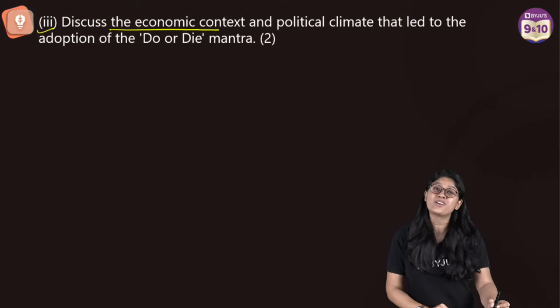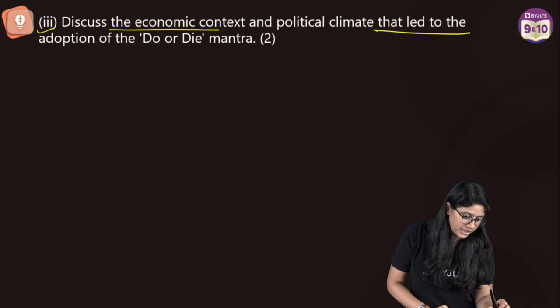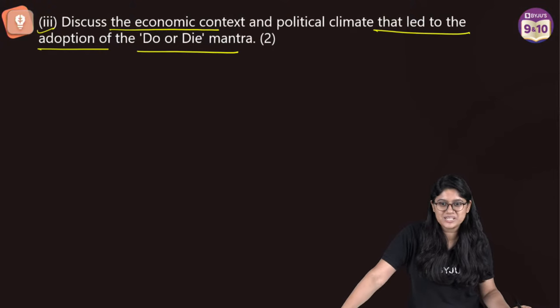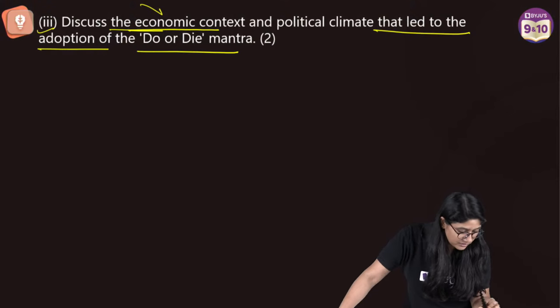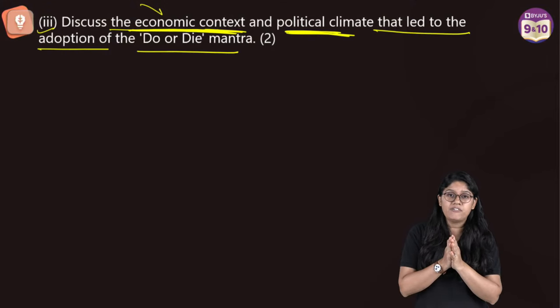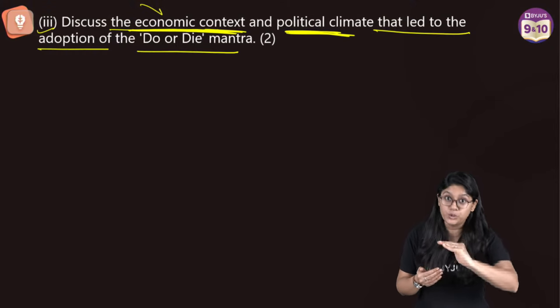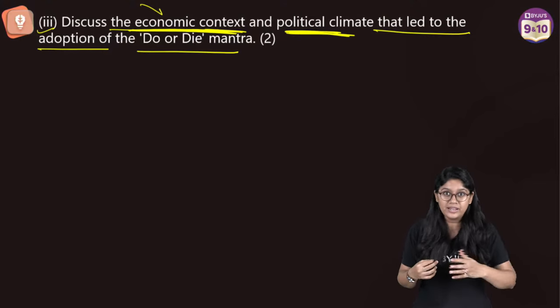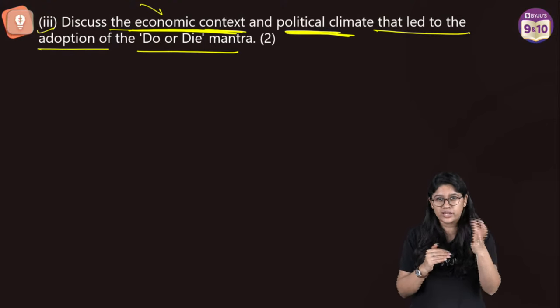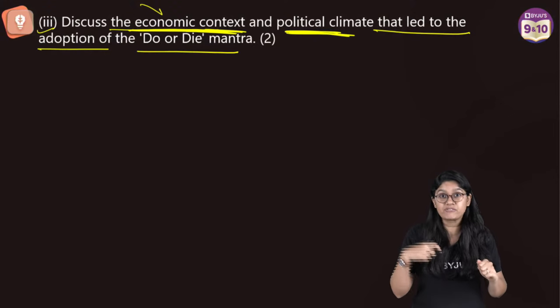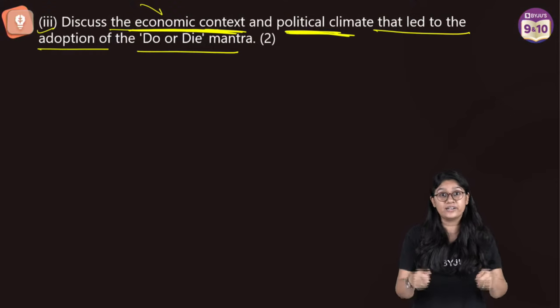Discuss the economic context and the political climate that led to the adoption of the do and die mantra. 2 marks question, everyone. 2 marks, easy peasy question. We have to discuss the economic context and the political climate. What do you think was the condition at that particular time? After the civil disobedience movement, after the non-cooperation movement, we know that the economy was definitely increasing after World War I and World War II, right? Indian factories were making the dresses, weapons, shoes for the Britishers, and of course the industries and manufacturing factories were definitely growing. In the political climate also, at that particular time in India, the political leaders had gained a lot of knowledge. People are more aware about it and they are ready to fight for the country.